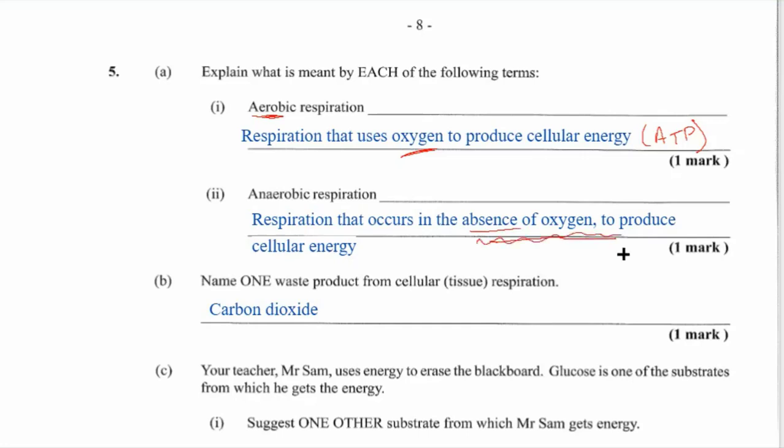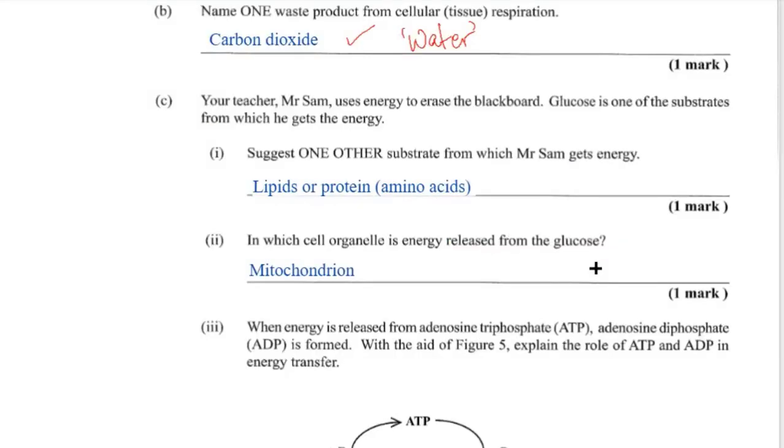And the next part, one waste product, carbon dioxide. So he uses energy to erase the blackboard. Right? What are some other substrates? What are some other chemicals that are used to produce energy? You have your lipids and you have your protein, of course, emphasizing your amino acids. And this cell organelle, your mitochondria. Yeah, because respiration is the release of energy from the glucose.